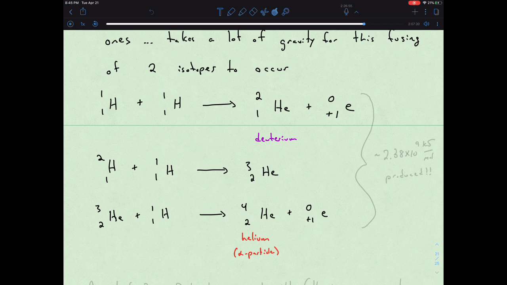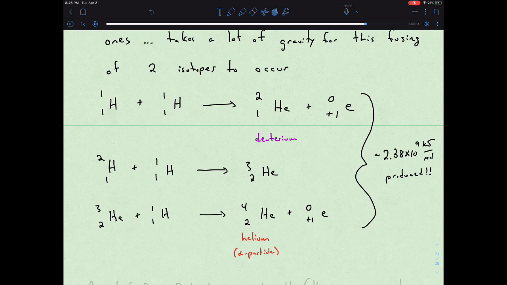Right, and all of these have energy associated with it. If we were to combine these, we would have roughly 2.38 times 10 to the 9th kilojoules per mole produced with this particular process of fusion, just with these reactions I've shown you here. So a lot of energy is actually produced with these processes.